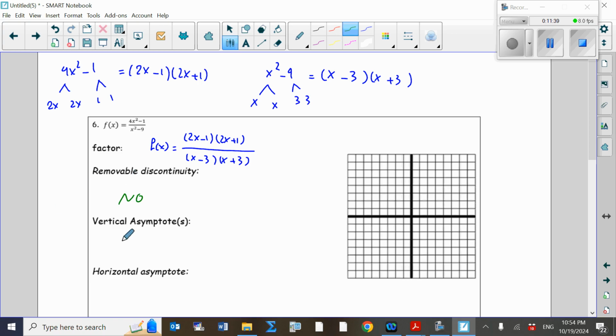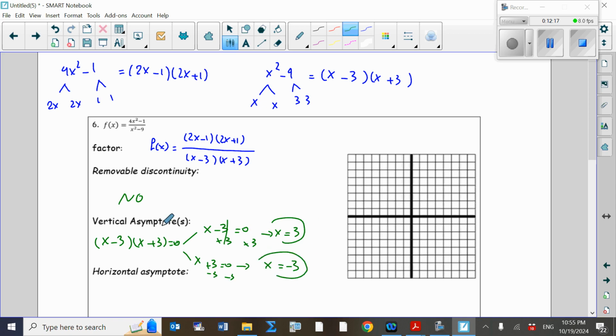For the vertical asymptote, you're going to set the denominator equal to 0: x minus 3 and x plus 3 equal to 0. Set the bottom equal to 0. Now in order to solve, because this is in factored form, you set each factor equal to 0. So add 3, x equal to 3. And for this one, x plus 3 equal to 0, subtract 3, and x equal to negative 3. So these are the two vertical asymptotes.